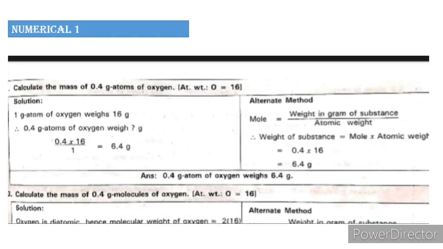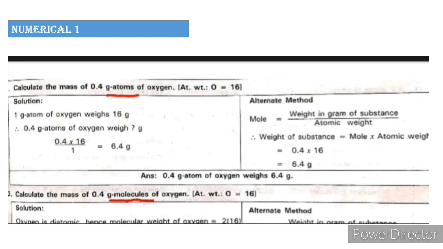The first problem involves gram atoms and the second problem involves gram molecules. Both gram atoms and gram molecules represent moles, but the difference is, in case of gram atoms, it specifically represents 1 mole of atoms, whereas 1 gram mole or 1 gram molecule of any substance represents 1 mole of molecules of that substance.